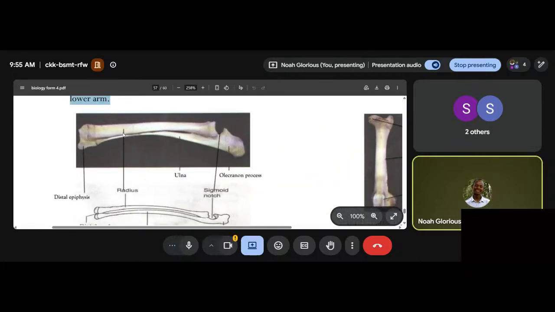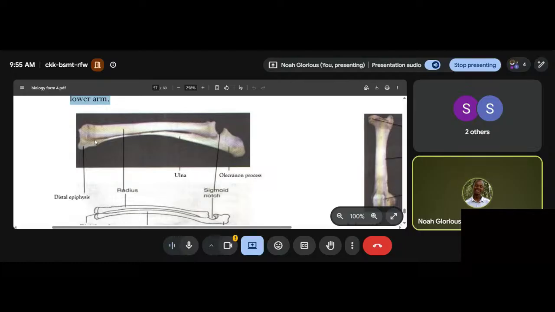We said that the radius appears to be thick, while the ulna is thin but taller. Ulna, thin but taller. Radius, wide or thicker and shorter. That is very, very important.